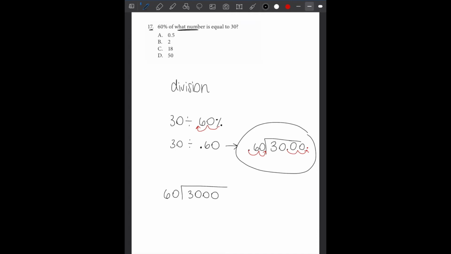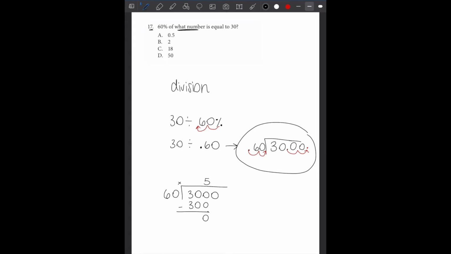Now we can solve the problem. So can 60 go into 3? No. Can 60 go into 30? No. Can 60 go into 300? Yes. By what number? 5. So we're going to put the 5 right here because we're using 300 and it ends right there. So we put the 5 there. We have 60 times 5 is 300.